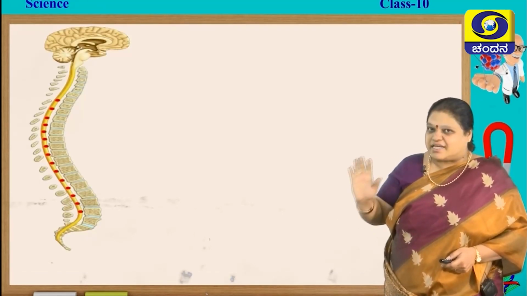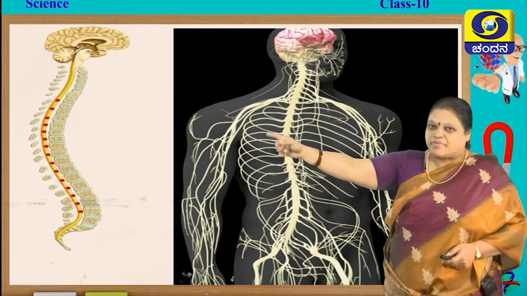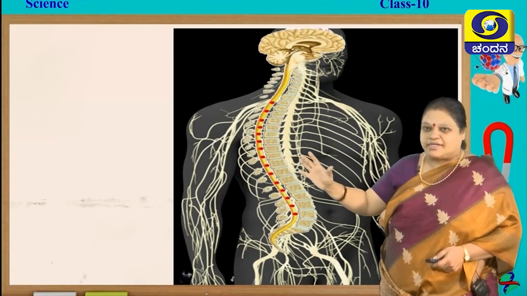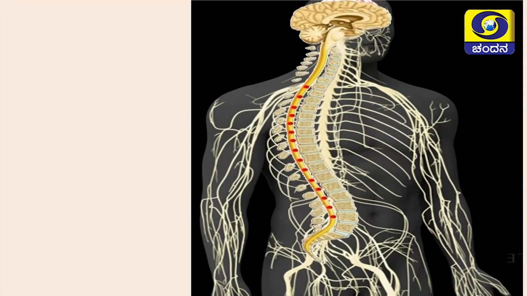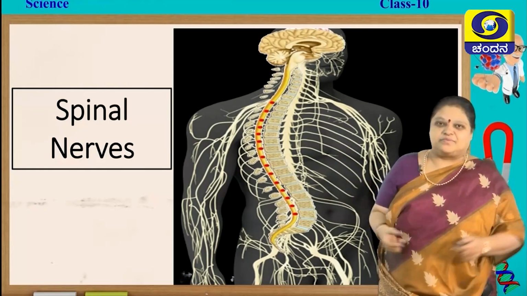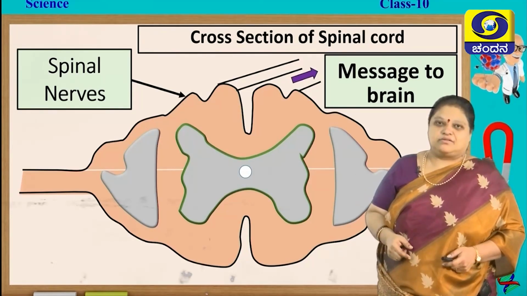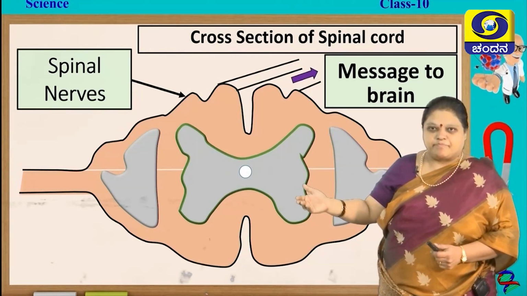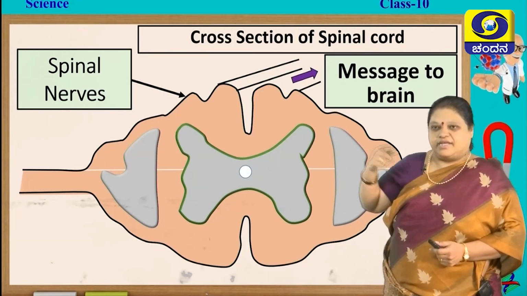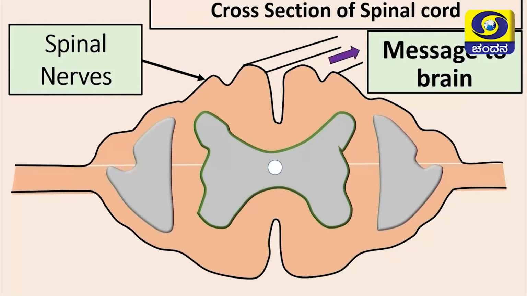Let us see once again the position of how it is present. Here in the first picture you see the vertebral column, and in this picture you can see the spinal cord; that is how it is positioned. It is protected. The nerves that arise from the spinal cord, you call them spinal nerves. If you take a cross section of the spinal cord, this is how it appears. The spinal nerves will bring the impulses, then it is processed, and then finally a message is sent to the brain.